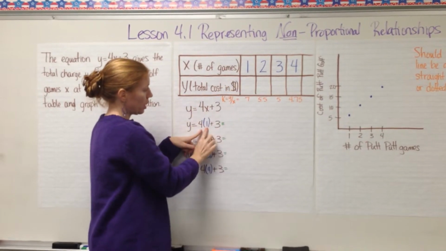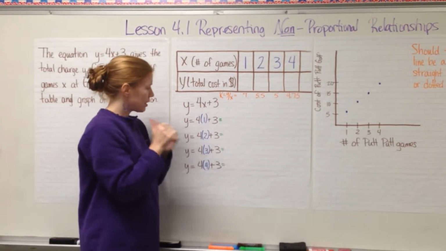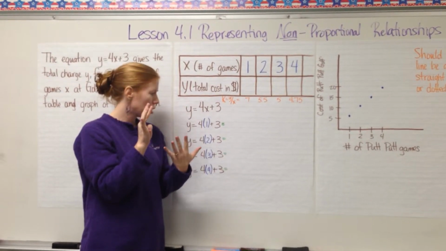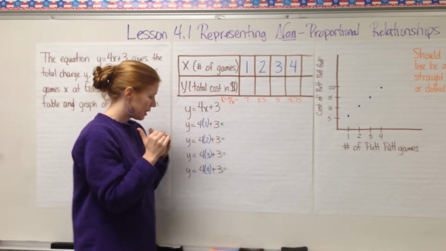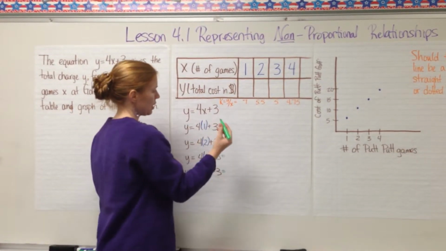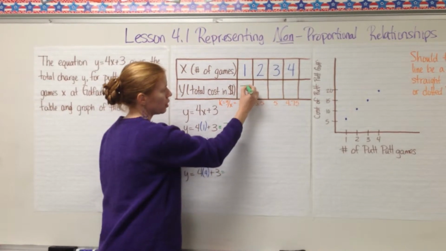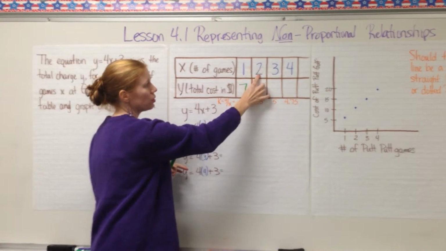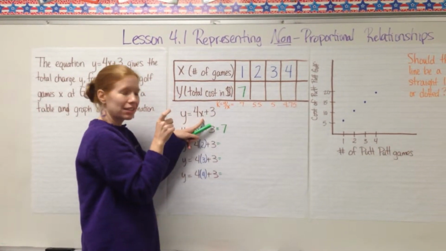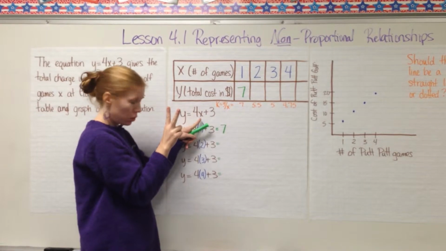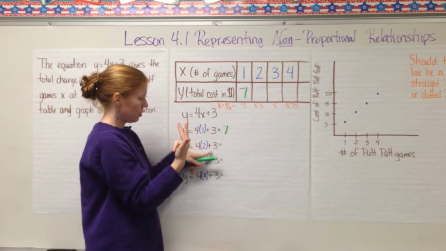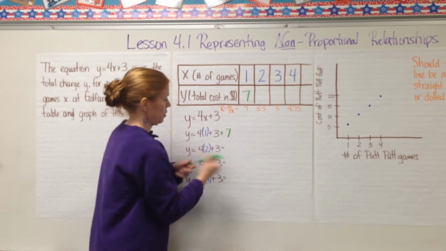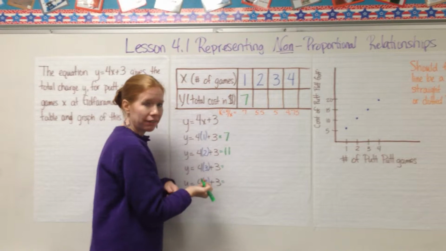Okay, so I put in a 1. So now let's solve that together. So all I have to do is 4 times 1, which equals 4, plus 3. Okay, that's going to equal 7. So I'm going to put that down here and here. Okay, same thing again. I substitute the 2 for the x. So 4 times 2 plus 3. Okay, 4 times 2 equals 8, plus 3 more is 11.